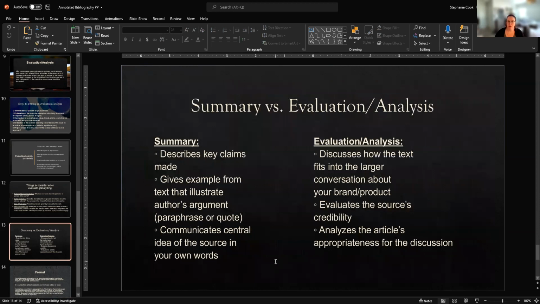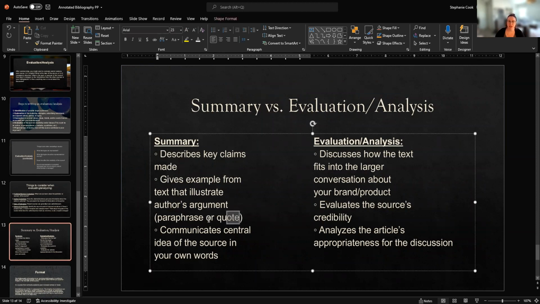So some differences between the summary piece and the evaluation analysis piece: your summary is describing key claims. It's giving examples. And again, I should have taken out quote. I don't want you to quote. I want you to paraphrase, so in your own words, but examples of those key claims. And it's communicating the central idea in your own words. So this is very much an objective review of an article. You're not inserting any of your own ideas.